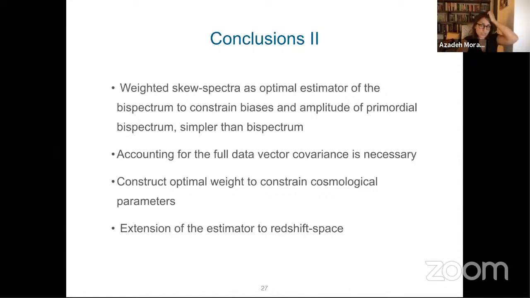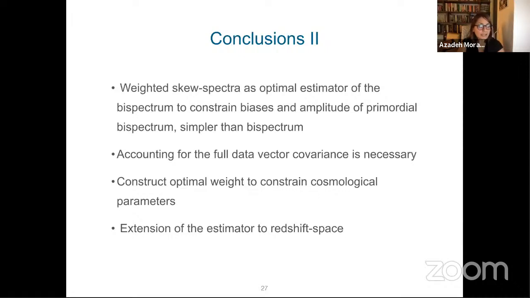But this is a starting point, in the sense that these skew spectra were constructed such that they are optimal only for parameters that appear as amplitudes of the bispectrum. So if you now run the analysis with the skew spectra for cosmological parameters and compare it with the bispectrum, they would not have the same information. So one needs to extend the skew spectra to include optimal weights that are constructed such that the skew spectra will have the same information as the bispectrum.